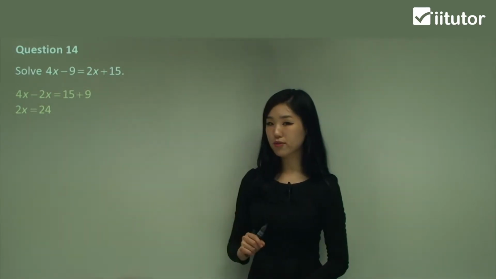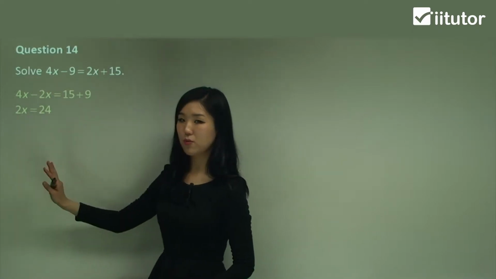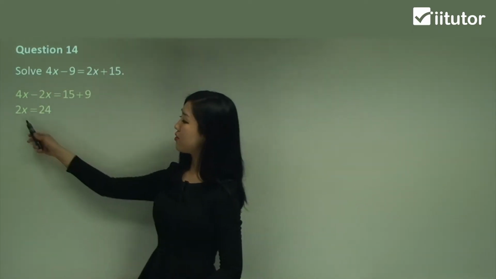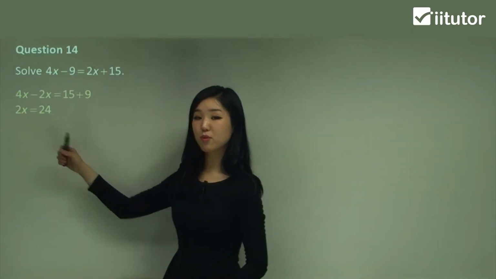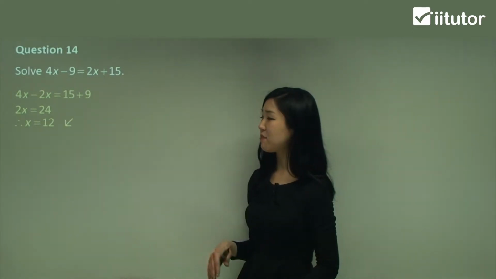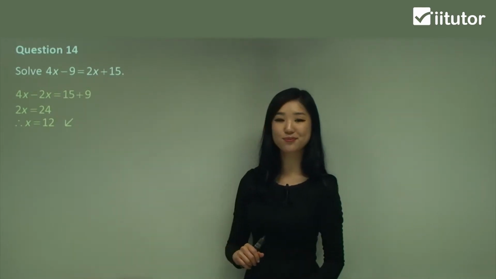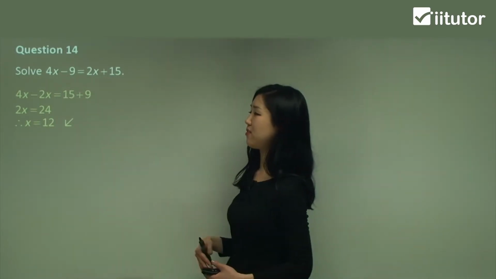Now we have one more step because we still don't have x. We have 2x. We don't want 2x, we want x. So, see how it's 2 times x? What's the opposite of times? Divide. So, divide by 2 and you get 12. 24 divided by 2 is 12, so x is 12. Okay, so add in extra steps if you need to.